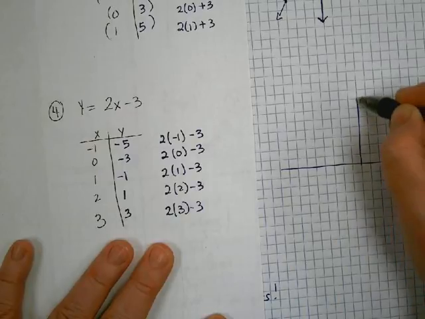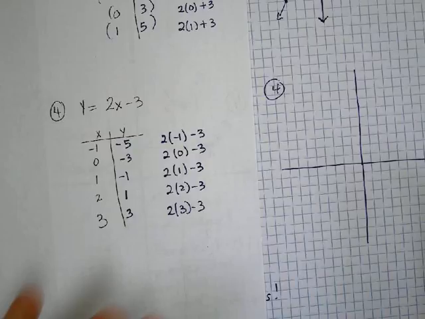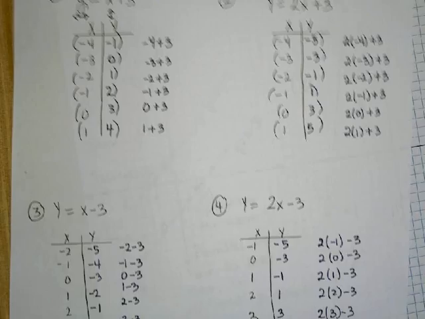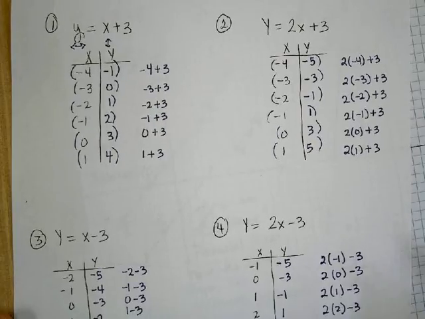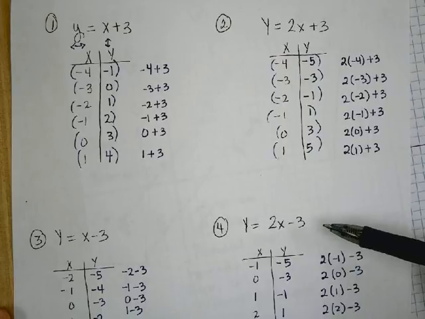Okay, before we graph, do you have a prediction as to anything? Let's look at these 4 that we've done so far. Can you make a prediction about 4? I think 4 is going to be parallel to 2, because it's the same slope, different y-intercept. Okay, let's graph.